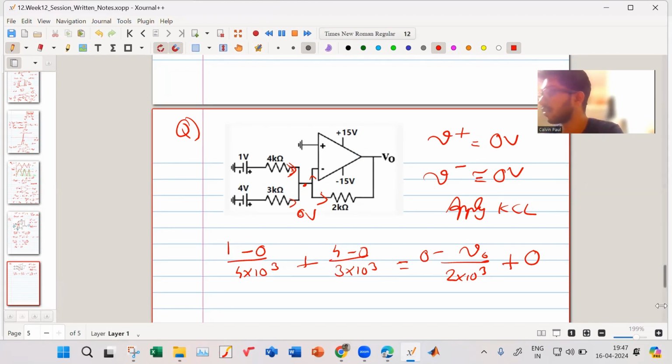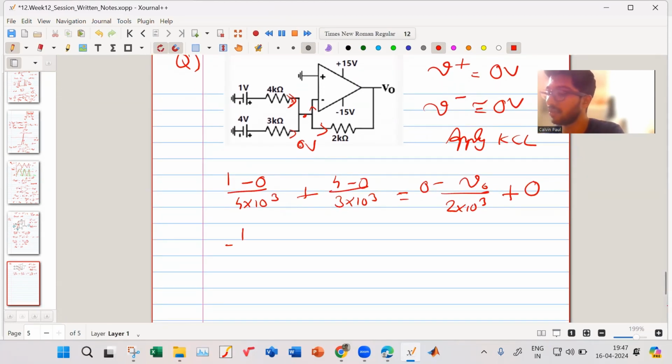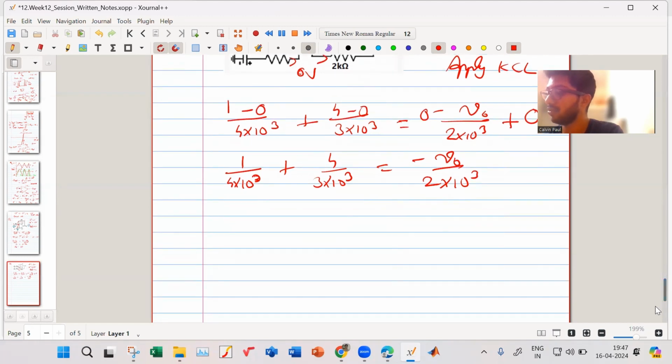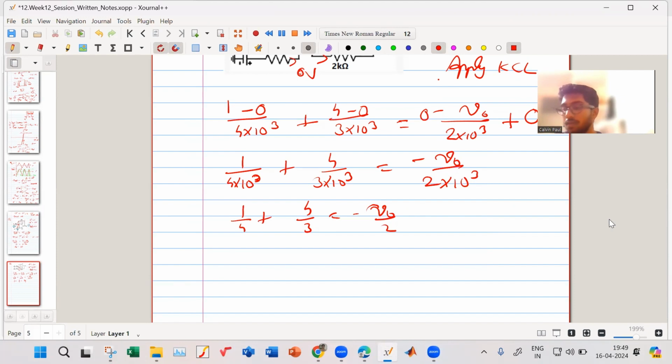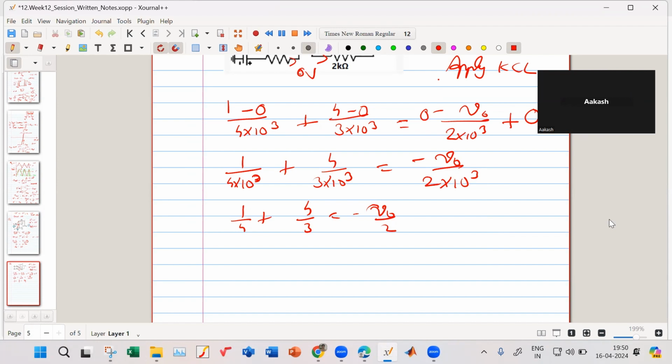So then what do we get? 1 upon 4 into 10 to the power 3 plus 4 upon 3 into 10 to the power 3 is equal to minus V output upon 2 into 10 to the power 3. So we get 1 upon 4 plus 4 upon 3 is equal to minus V output upon 2. Okay, so calculate what will be your V output? One second. What will be your V output?